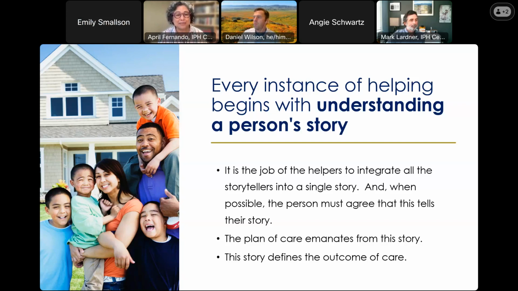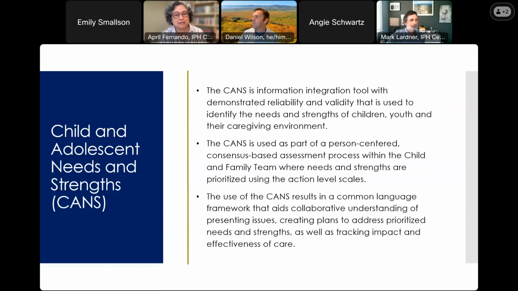The CANS is a way that we can capture the youth and family story and identify their needs and strengths to develop a plan that guides their care. This is done through a collaborative, transparent, and consensus-building care process that actually starts from assessment and goes to planning and then extends to exit from care. The CANS then is foundational in helping us understand what people need and how best to provide supports to them.